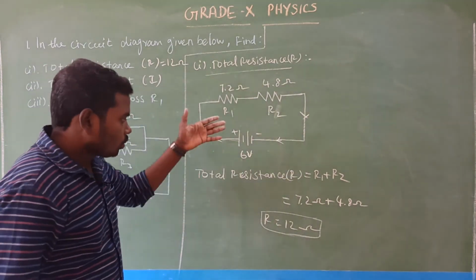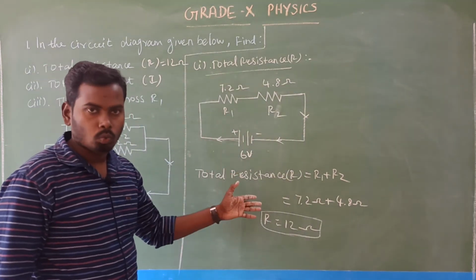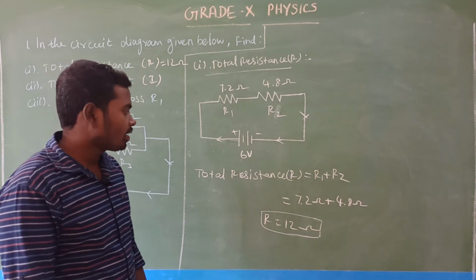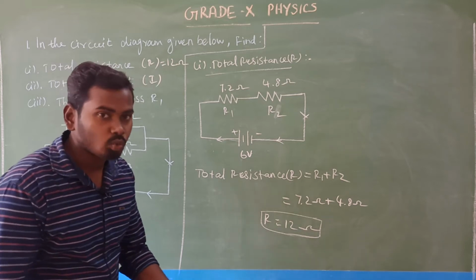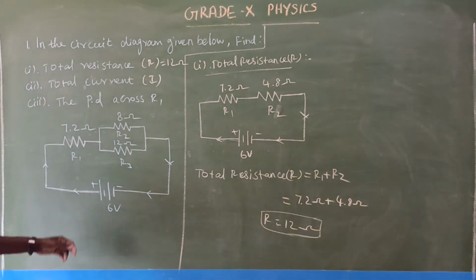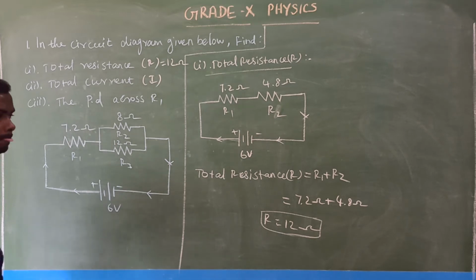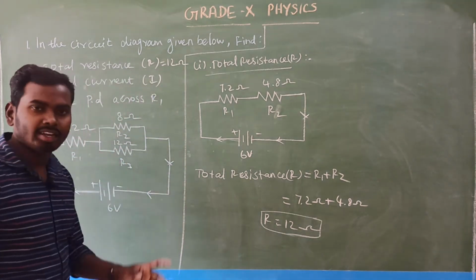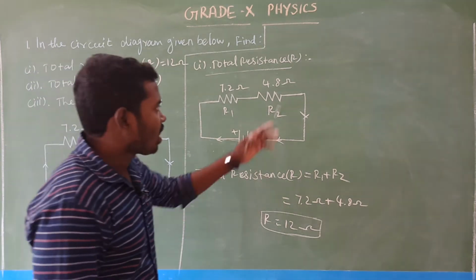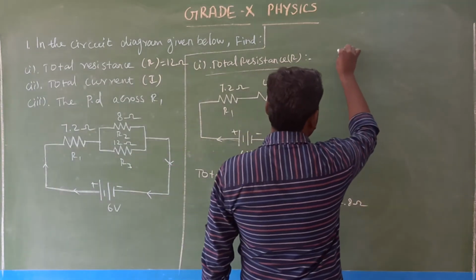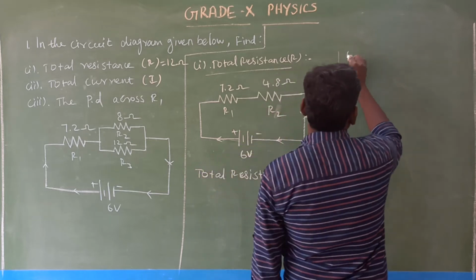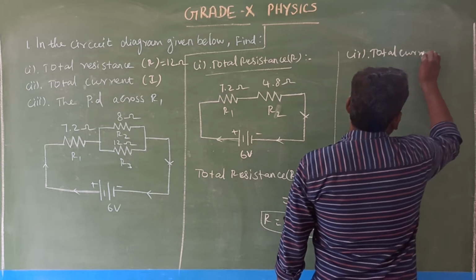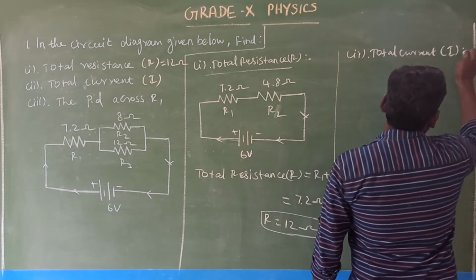So you note this. Is it clear? So we have calculated this total resistance value. Next, what do we need to calculate? The second one is the total current. How much current is flowing through this circuit? That is the second one, total current I.